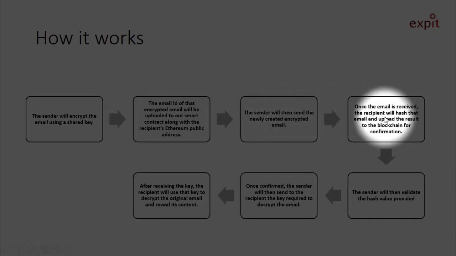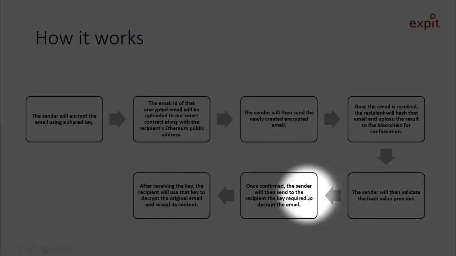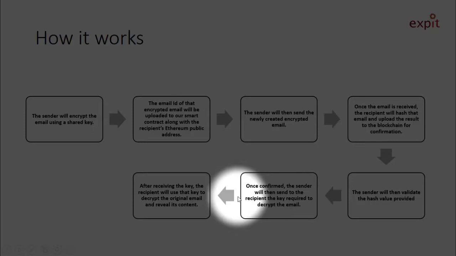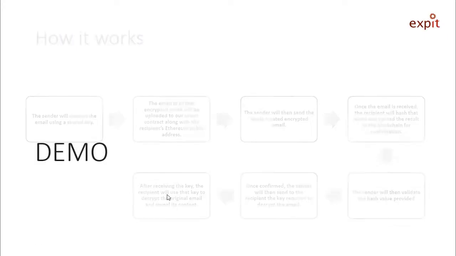Once the email is received, the recipient will hash that email and upload the result to the blockchain for confirmation. The sender will then validate the hash value provided. Once confirmed, the sender will then send to the recipient the key required to decrypt the email. After receiving the key, the recipient will use that key to decrypt the original email and reveal its contents. Now let's move to our demo.